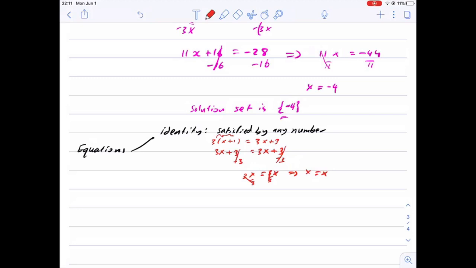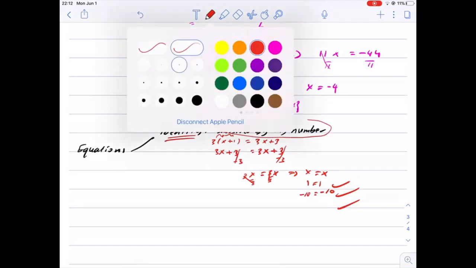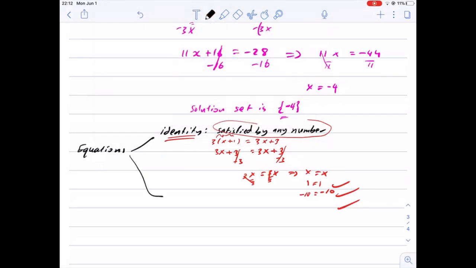And that means if you substitute x equals 1, you get 1 equals 1. If you substitute x equals negative 10, you get negative 10 equals negative 10. So this is correct for all values. So all values will satisfy this equation. This is called an identity, if the left-hand side is equal to the right-hand side.